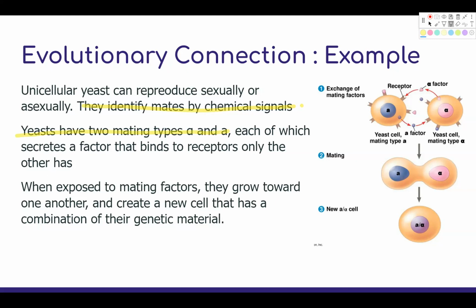Yeasts are single-celled organisms. They don't have the same kind of sexual dimorphism that humans have, but they do have a difference in two types. They are called alpha and A, which seems a little like grounds for confusion, but there's two types, alpha and A. That's really all you need to know. Each of them has a factor that one secretes and the other has receptors. So, right here, the alpha cell releases alpha factors for receptors on the A cell. A cells release A factors that have receptors on the alpha cells.